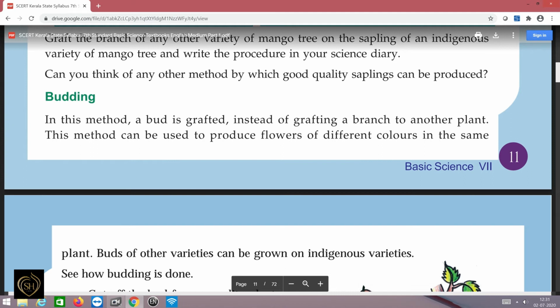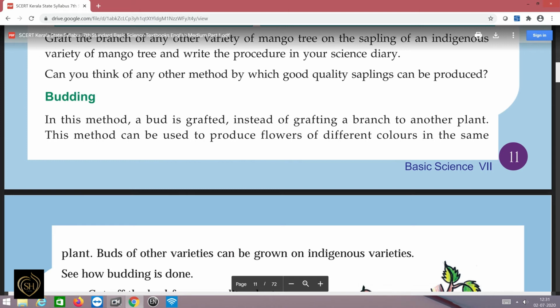In grafting, what we did was join branches together, and in budding, what should be there? The bud should be there instead of the branch. In this method, a bud is grafted. The bud is selected for grafting instead of grafting a branch to another plant.